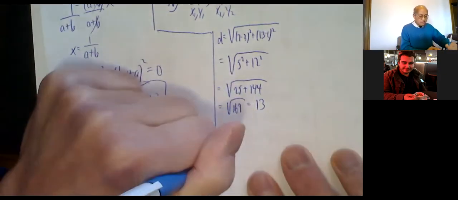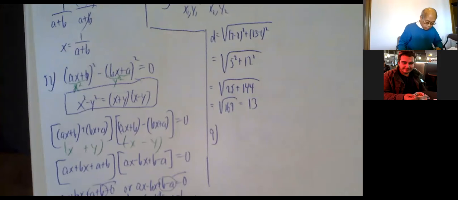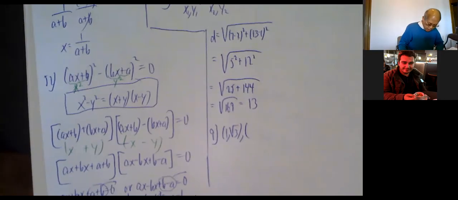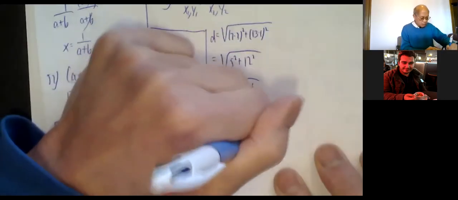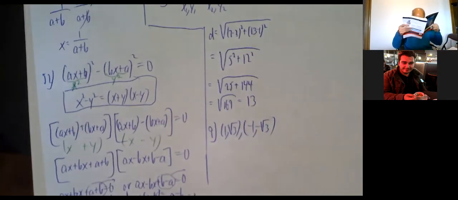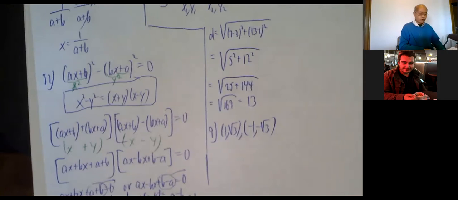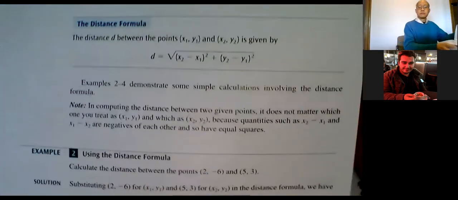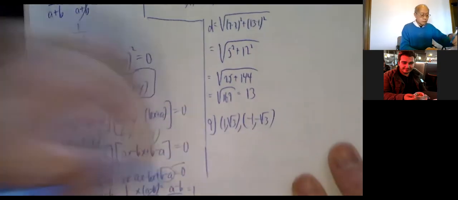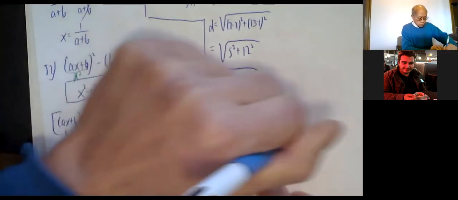Okay, 9, they give me weird numbers. So I'll do 9 for you. 1 radical 3, negative 1 negative radical 3. Well, I'm still going to use the same formula. I just have weirder numbers. Use that formula again. It's on page 21.